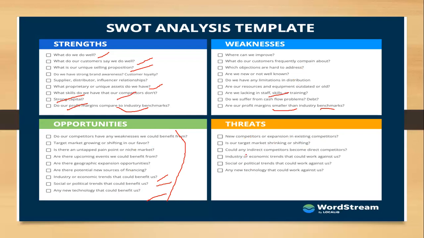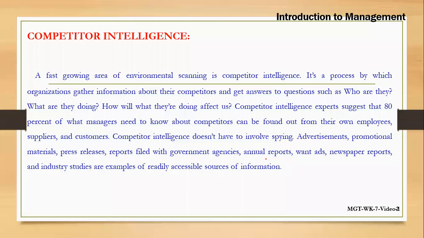That our target market, the people are decreasing, our customer, the specific target customer, is decreasing. Could any indirect competitor become a direct competitor? Again, it's a big threat for us, that the one who is indirect becomes a direct competitor. Industry or economic trends that are going to change, social and political trends that are changing, any new technology that could work against us. So that means, again, these are the threats for us.